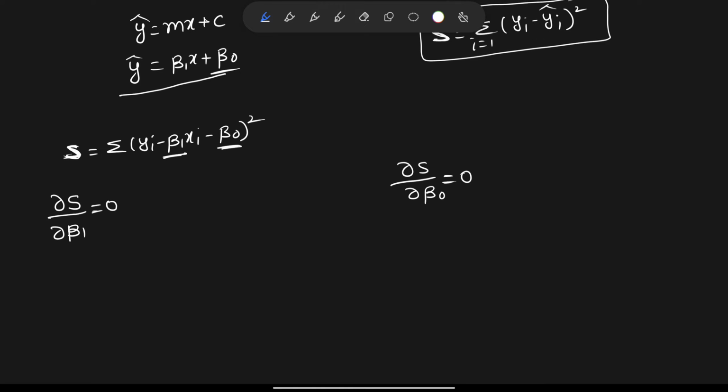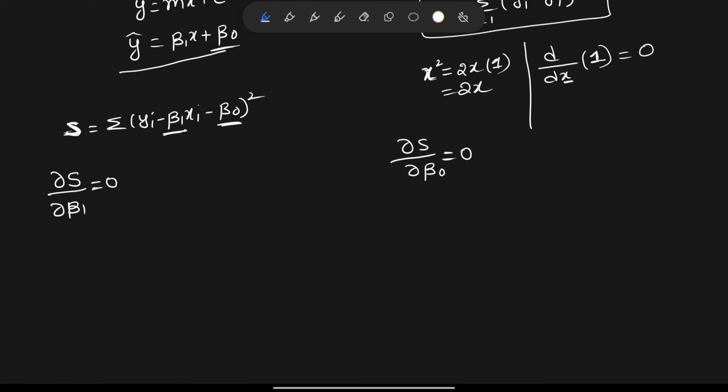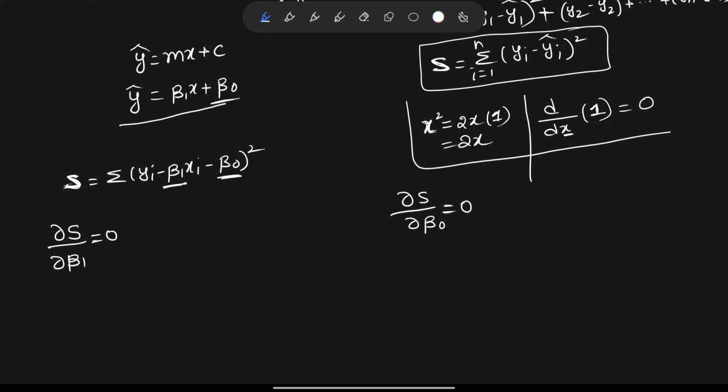Before that, we need to understand some basics of derivatives. That is, the derivative of x square will be 2x, and according to the chain rule we need to derive this x again. The derivative of this x will be 1. In total it will be 2x. And also if we derive anything constant, like 1 or 2, which does not include this function, then it will be 0. These two basics we need to understand.